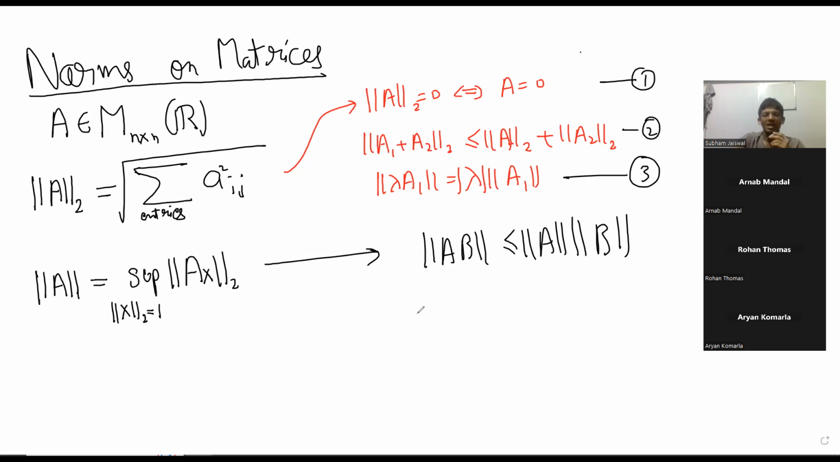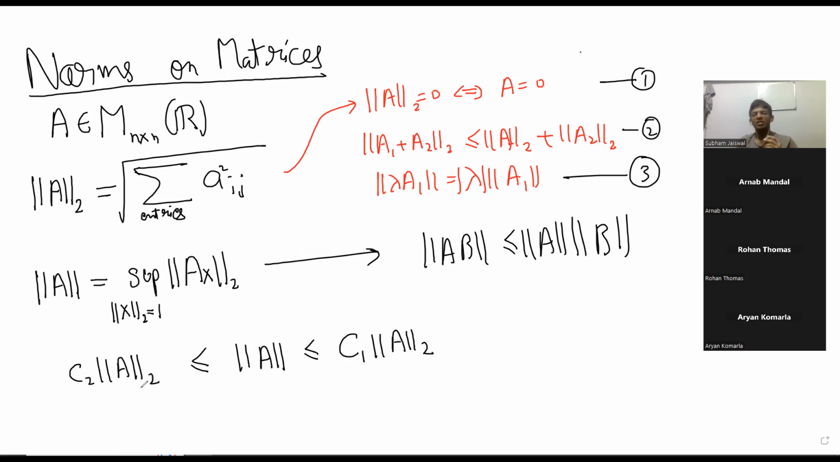Prove this. And then prove another amazing fact. Find a number C1 and a number C2. These are actually easy to find. Show that there exist such C1 and C2 greater than 0, I will show you how to find one of them, such that 4 holds. This is the key, very, very important thing.